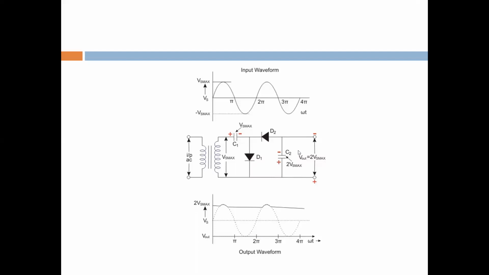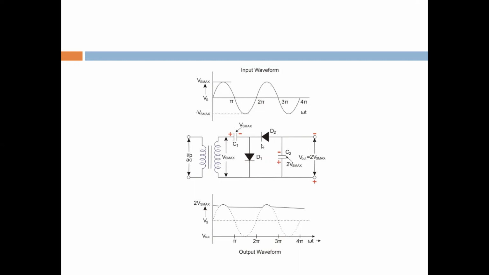So how is it going to happen in the doubling circuit? See here, suppose the supply is given. When supply is given for the positive half cycle, this is going to be positive. See here, positive here. What is D1? Positive is coming here, negative is coming here. It means it is going to be forward bias. Remember that this is forward bias. So this is going to be the reverse bias.